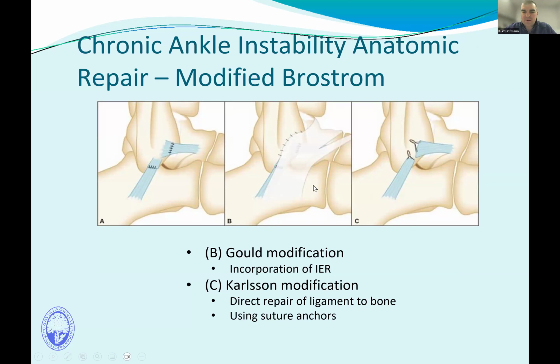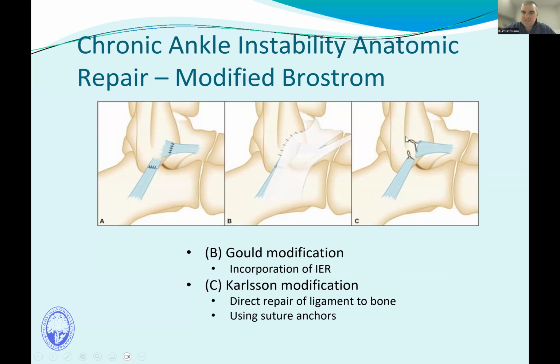The initial modification was panel B here, where we also incorporated the inferior extensor retinaculum. So just to get you oriented again, here's the fibula. Peroneal tendons would run behind here. Here's sort of a depiction of the ATFL here and the CFL here. So we've still repaired those ligaments, but now we've added a separate covering of tissue over the top to give it more strength.